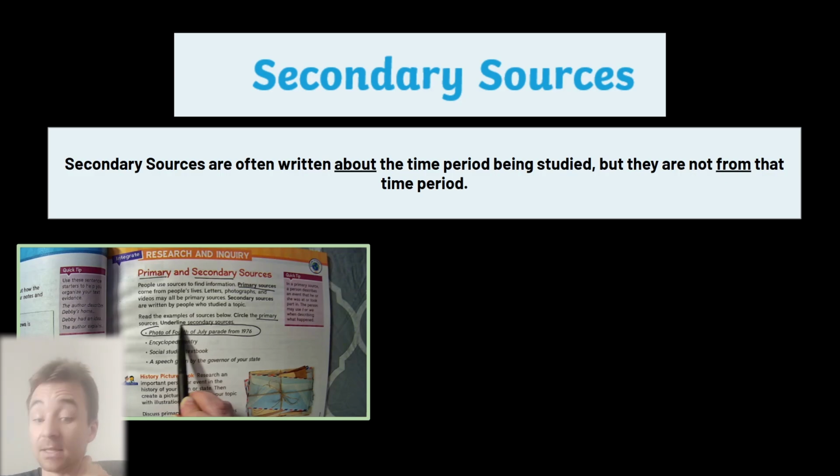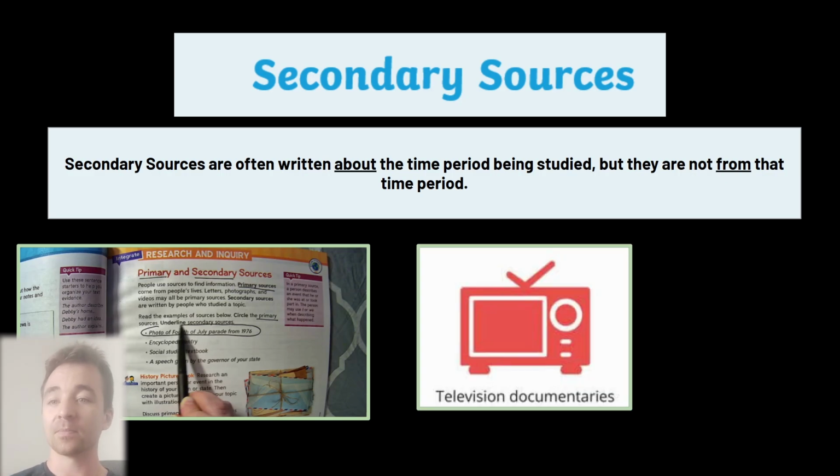However, another example that we can see is a television documentary. Okay, so again, you might watch a television documentary on World War II, for example. Now, this is a secondary source because it's information telling us about World War II, but it's a documentary that was made after World War II actually happened. Okay, it was made after that time period. So for that reason, it's a secondary source because it is not from the time period that we're studying. Okay.